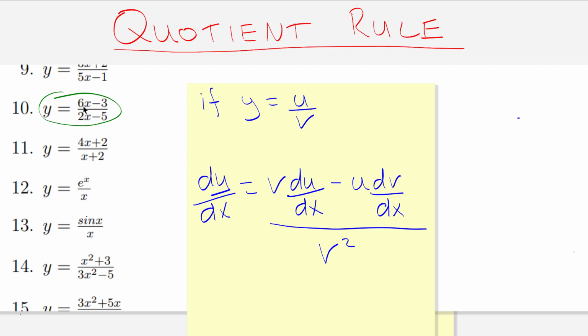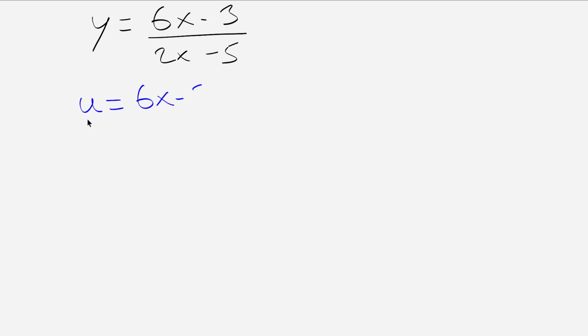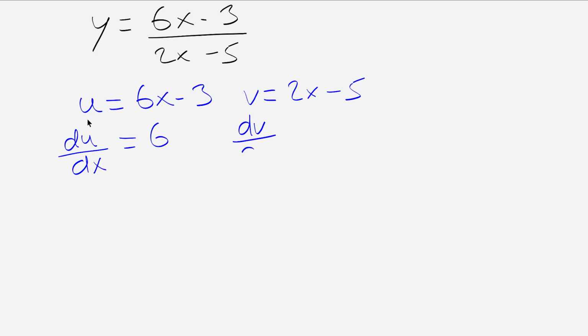y is equal to 6x minus 3 over 2x minus 5. So similar to the product rule, we need to label u and v. So u is what's on top, u is equal to 6x minus 3. v is what's on the bottom, v is equal to 2x minus 5. du/dx is what we get when we differentiate u, and that is going to be 6. dv/dx is what we get when we differentiate v, and that's going to be 2.